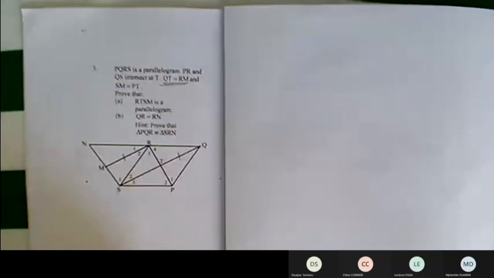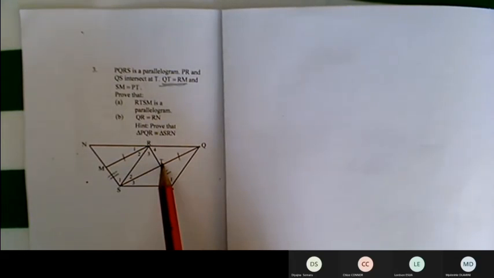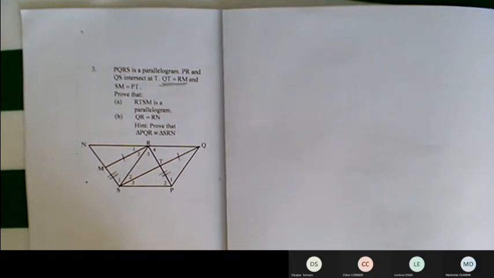SM is equal to PT. SM is here, equals PT. PT is there. Right. So they want us to prove that RTSM is a parallelogram. Notice these drawings, class, they always link one parallelogram to another parallelogram. So that's what makes it so simple.